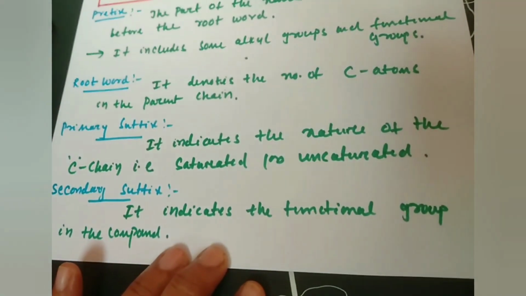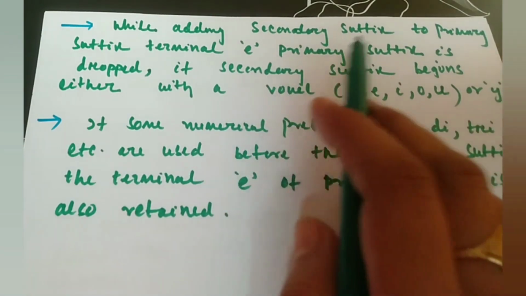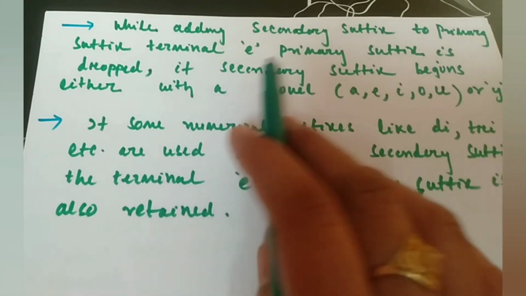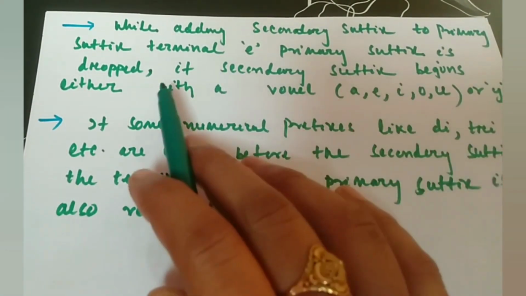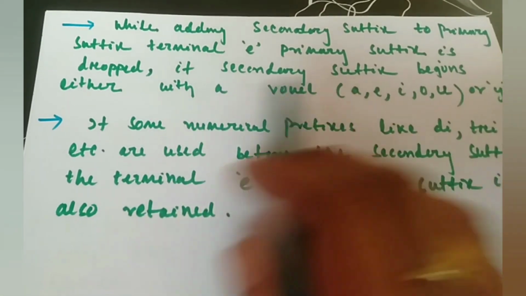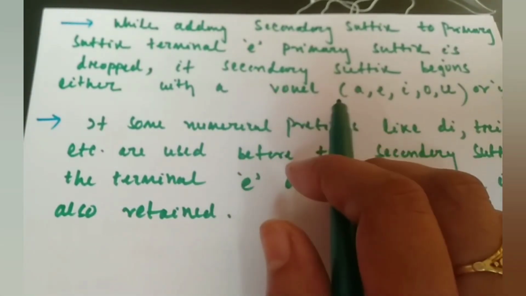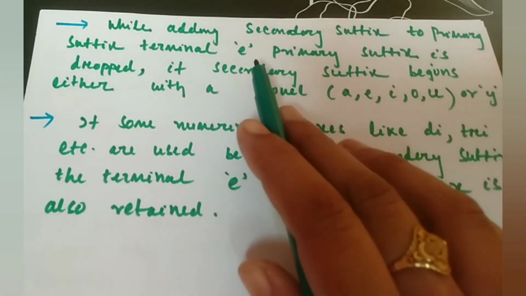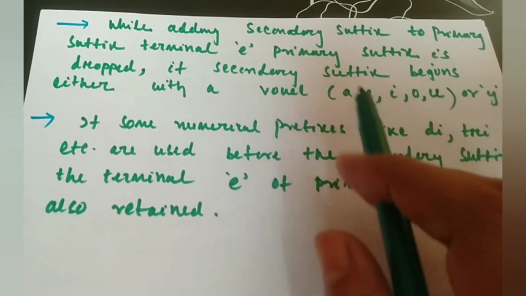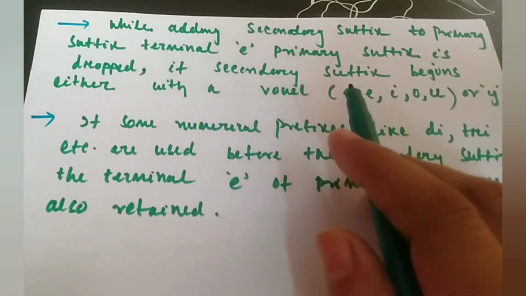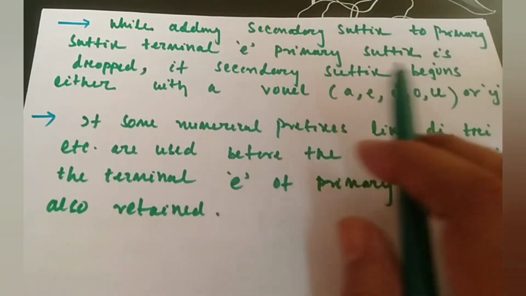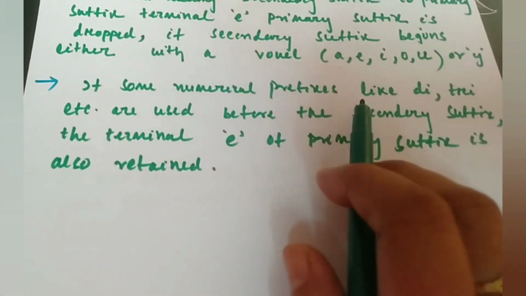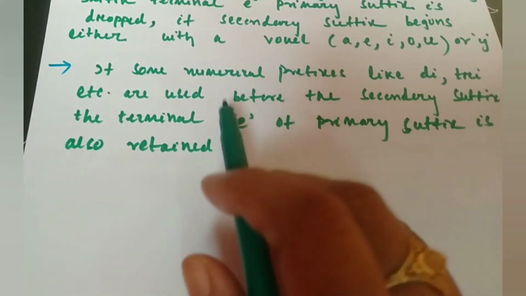Now while adding the secondary suffix to the primary suffix, the terminal E of the primary suffix is dropped if the secondary suffix begins with a vowel, A, E, I, O, U, or Y. That means the E of the primary suffix is omitted. It is the omission of E rule: omitted if the secondary suffix begins with a vowel. We will discuss this point by taking some examples.